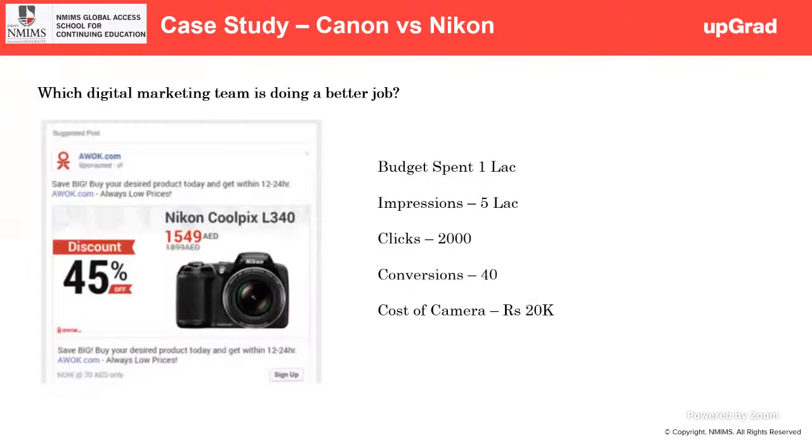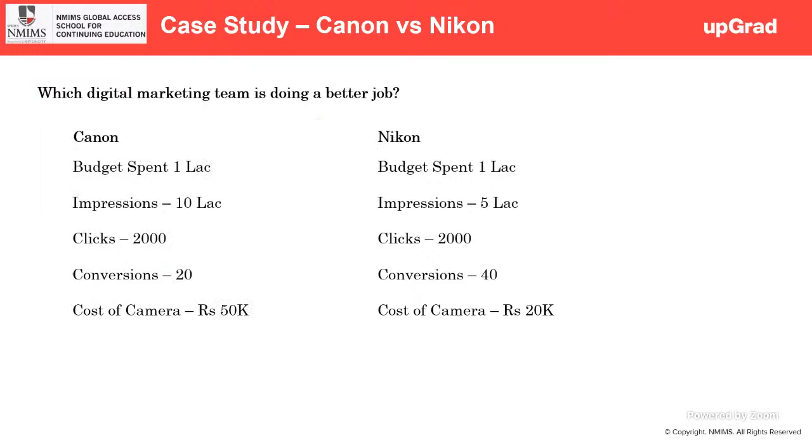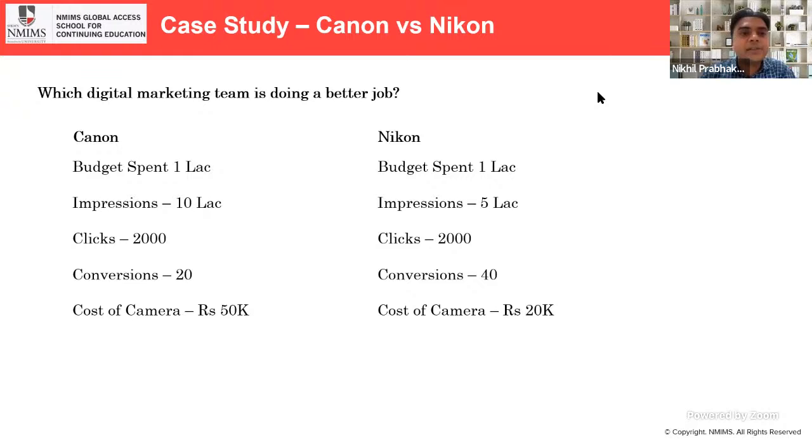In the same month, Nikon also ran its campaign. They spent 1 lakh rupees just like Canon. They got 5 lakh views. Out of these 5 lakh views, 2,000 people again clicked. Out of these 2,000 people, 40 people actually converted, and the selling price of the camera was 20,000 rupees. Now what you have to do is look at these numbers and tell me, according to you, which marketing team is doing a better job. Is it Canon or is it Nikon? Let's see what you are suggesting, and then let's discuss further.